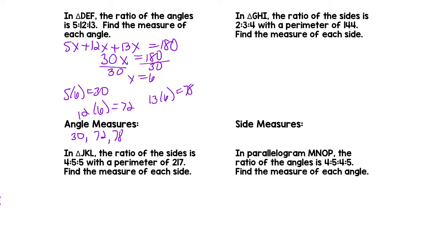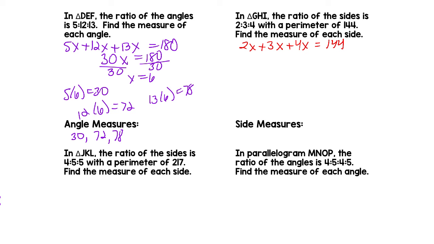Triangle GHI, the ratio of the sides is 2, 3, 4 with a perimeter of 144. Find the measure of each side. Oh, this one's just a little bit different. Sorry about that. The perimeter of the triangle, we add all the sides together. So we give them each 2x plus 3x plus 4x. We add them up, and this time we get 144.